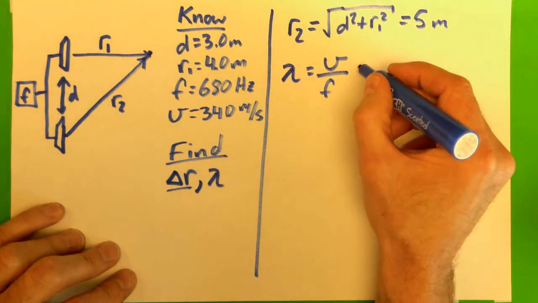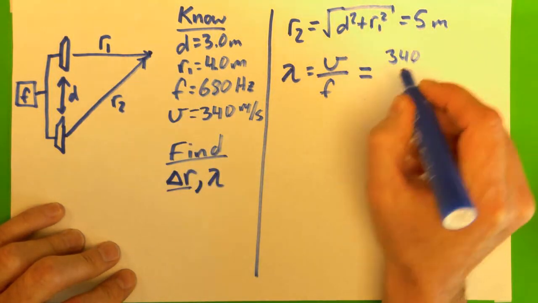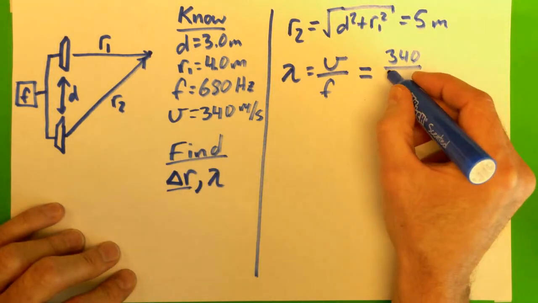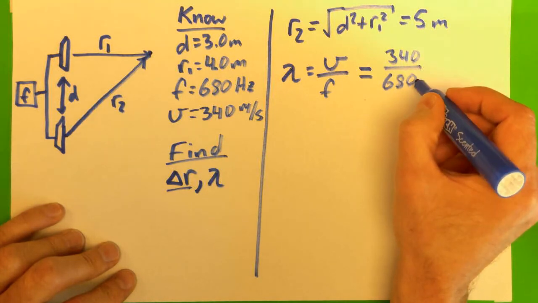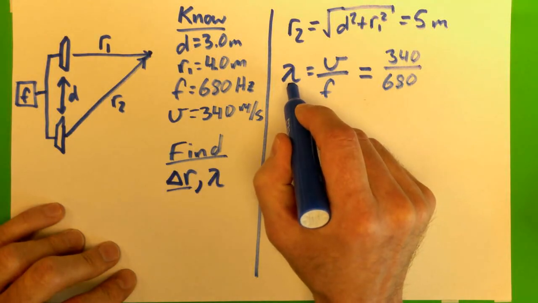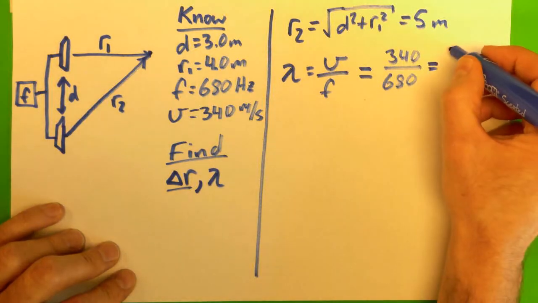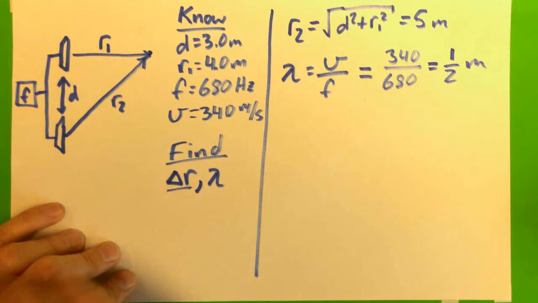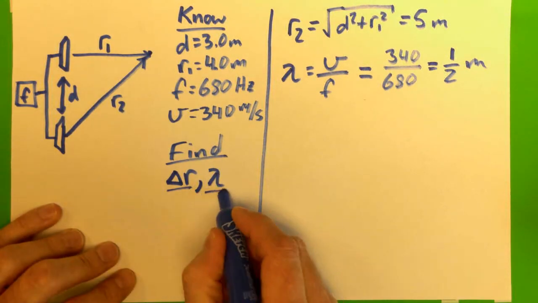So with that, I can now plug in my wave speed, 340 meters per second, divided by the frequency of 680 hertz. That's meters per second over 1 over seconds, leaves me with meters. That's good because I should end up with a length here. And I chose those values to be convenient. That is 1/2 of a meter. Okay, I now have lambda.